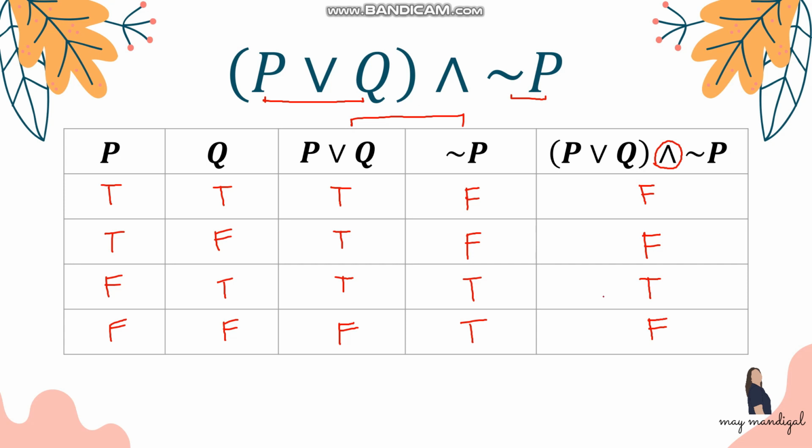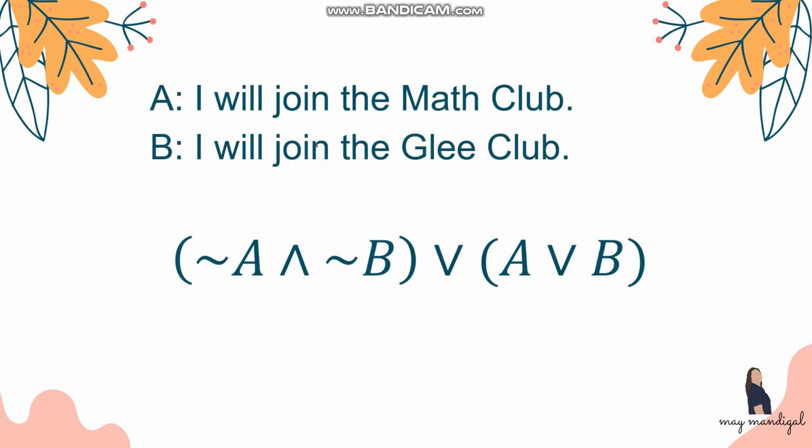So the only time that our statement or this argument will be true is when P is false and Q is true. So that is the only time that our statement will be true as well. The rest of the combinations, our argument will be false. Next, I will join the math club. I will join the Glee club. So let's write it again. This is the argument. Let's write it in sentence.